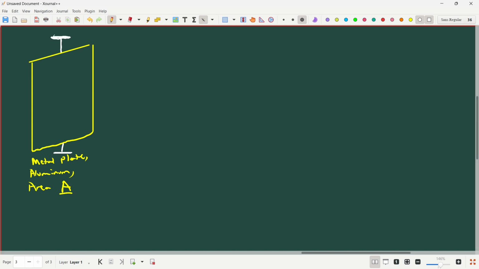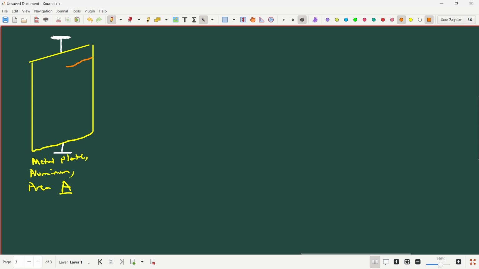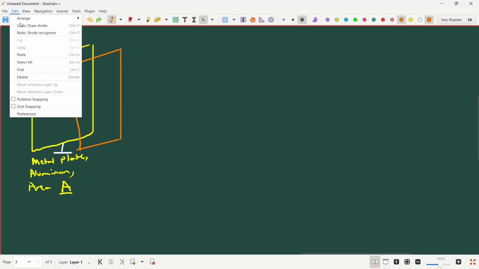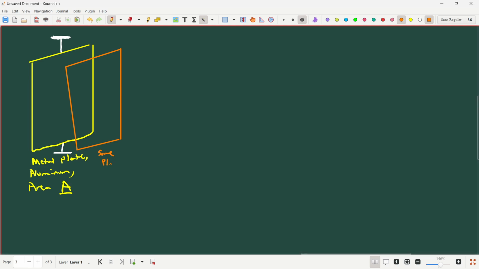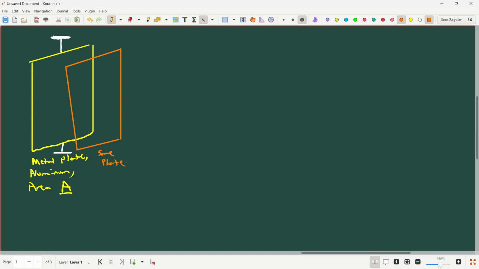And what I'm going to do is introduce another metal plate, an identical plate, parallel to it. So I'm going to stack them like this. They're going to be perfectly parallel to each other. So I'll draw it with a different color. All right, there's my other plate. So I've got two plates. Pretend that they're the same plate. And I'm going to separate them by a distance L.